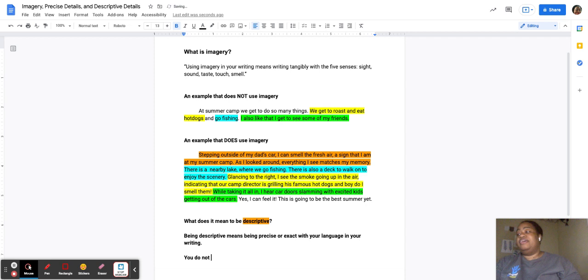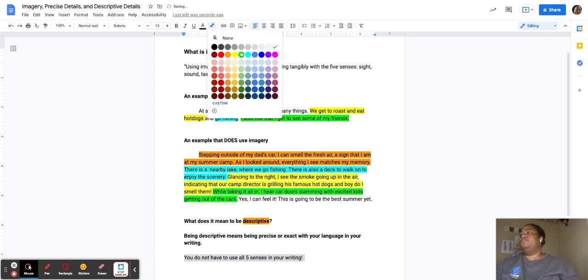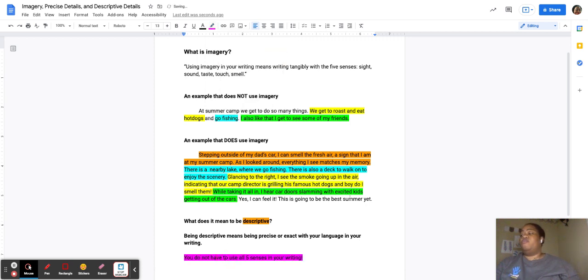And I do want to point out that you do not have to use all five senses in your writing. That's going a bit overboard. So you don't have to, but should you use imagery in your writing? Yes, you should. Definitely more than one.